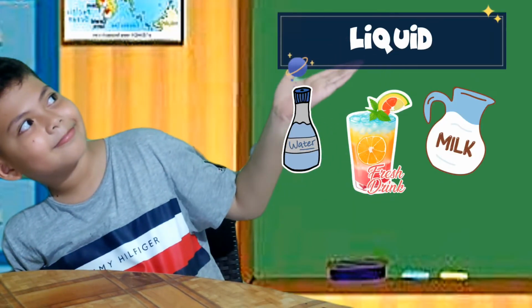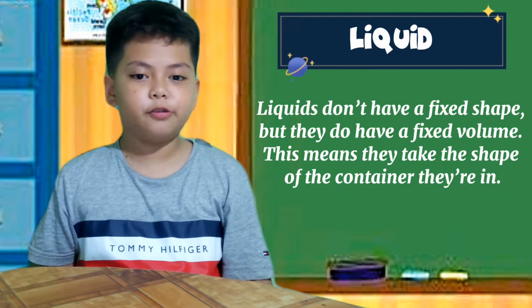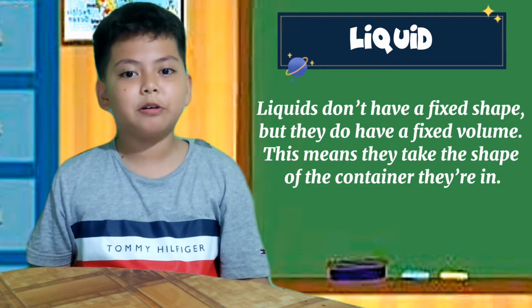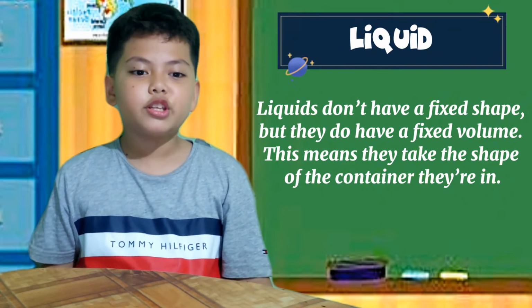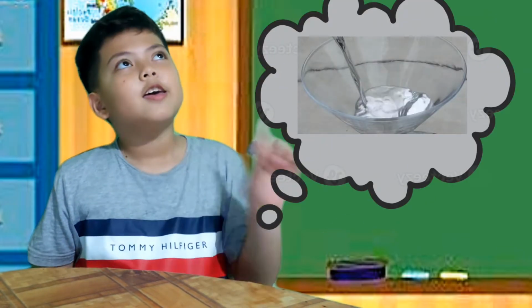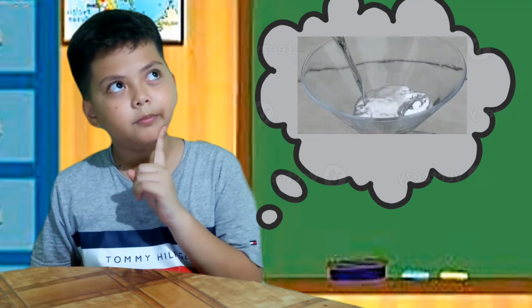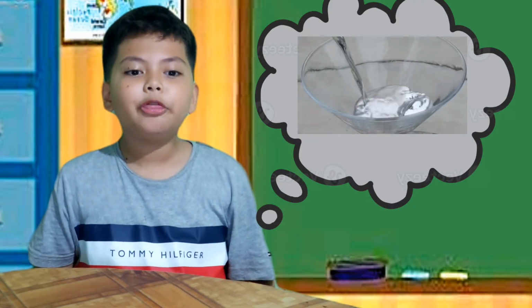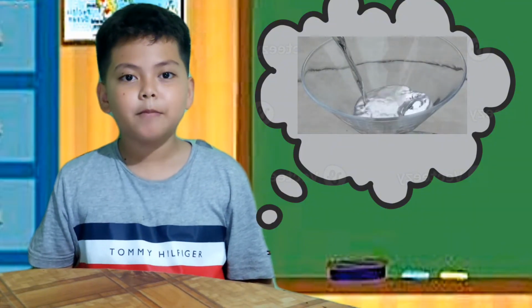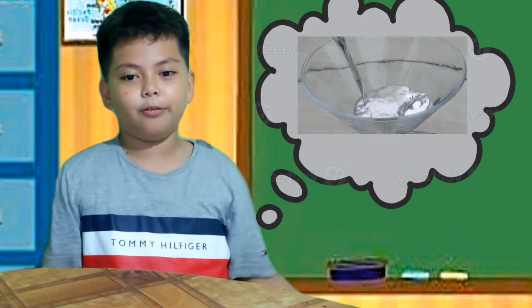Now let's talk about liquids. Liquids don't have a fixed shape, but they do have a fixed volume. This means they take the shape of the container they're in. Imagine pouring water from a cup into a bowl. The water takes the shape of the bowl because liquids can flow and move around.